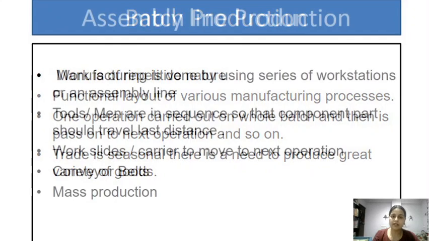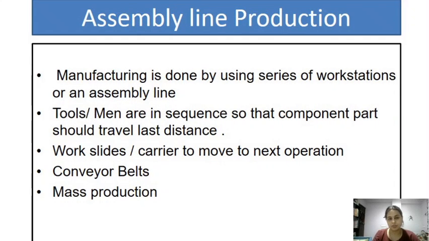Now the next one is assembly line production. This is the most traditional type of production, where the manufacturing is done by using a series of workstations or an assembly line.